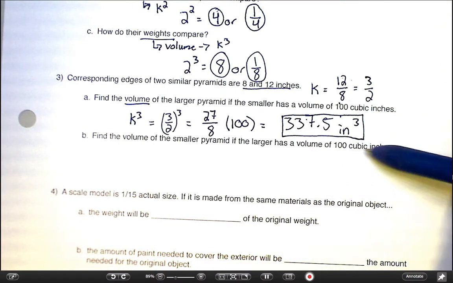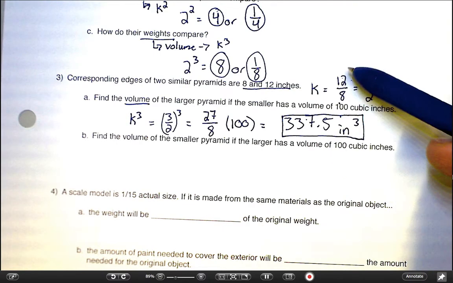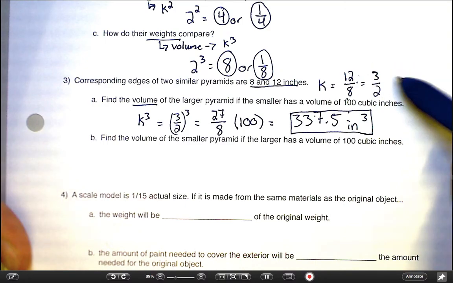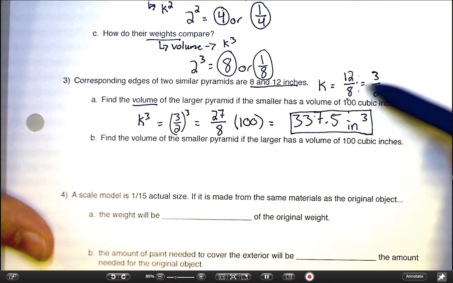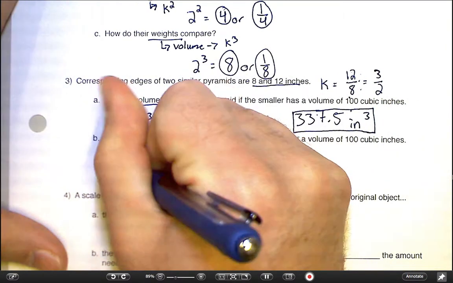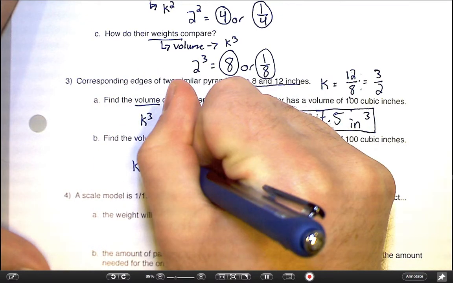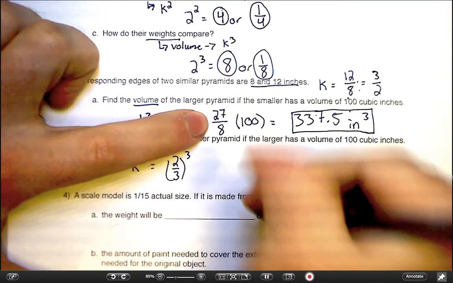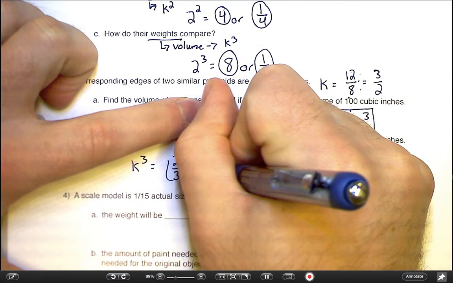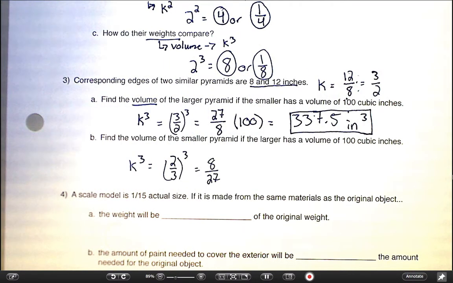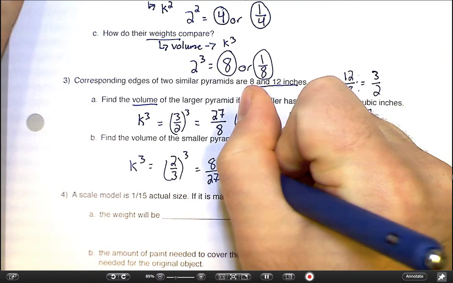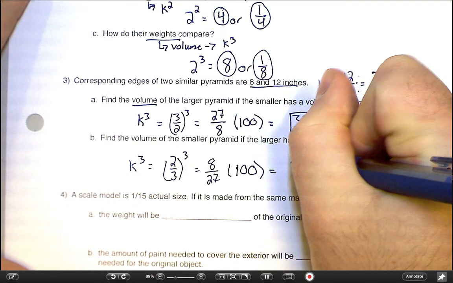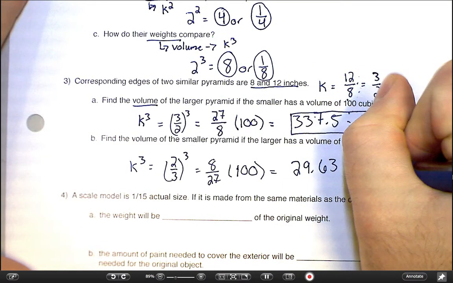And this is where I now know more about the larger one, so I want the 12 from my k to be in the bottom and the 8 to be on the top. What that's really going to do is just flip these 2 pieces around, and the 2 and the 3 are going to flip as well. So now k cubed is going to be 2/3 to the third power. Or I can flip my 27/8 to get my 8/27. And then again, go ahead and multiply by the 100. If I multiply that all the way through, we get 29.63 inches cubed.